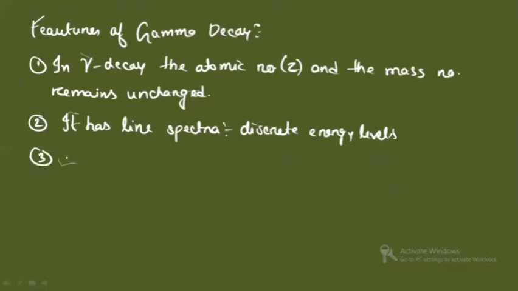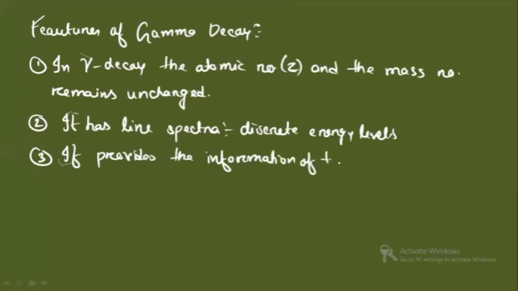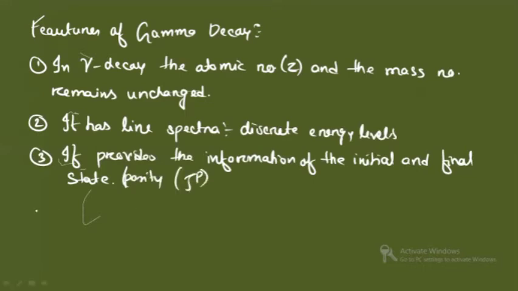All right, the third thing is that it is providing us the information about the initial and final spin parity. It provides the information of the initial and final state parity. All right, that is J^P. The fourth is that we can predict the type of multipole radiation.